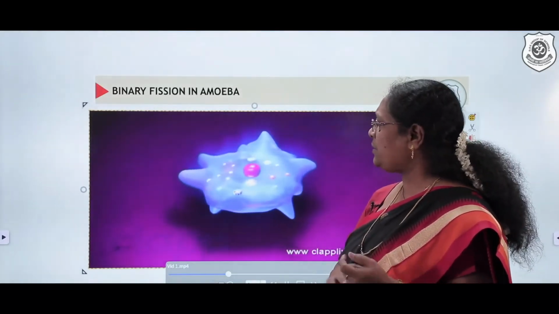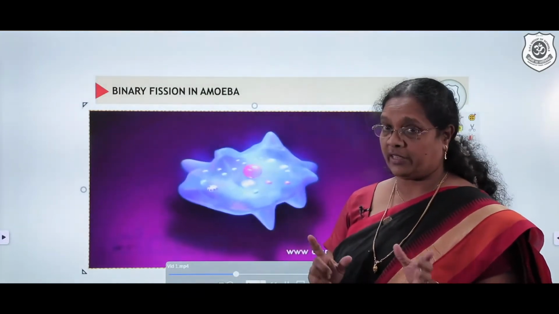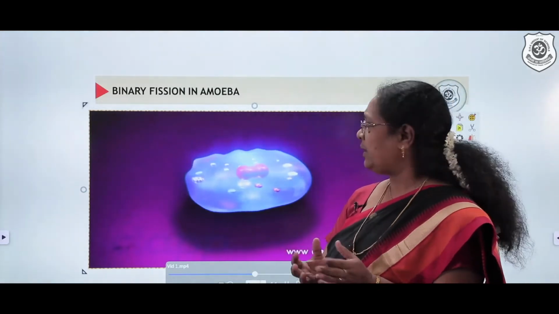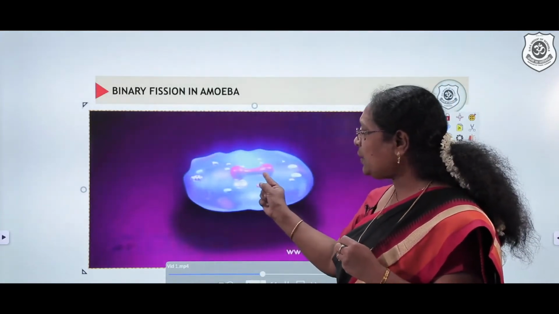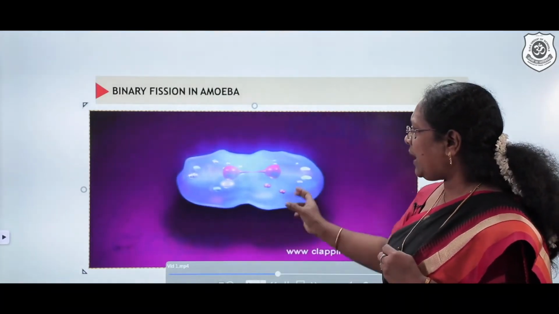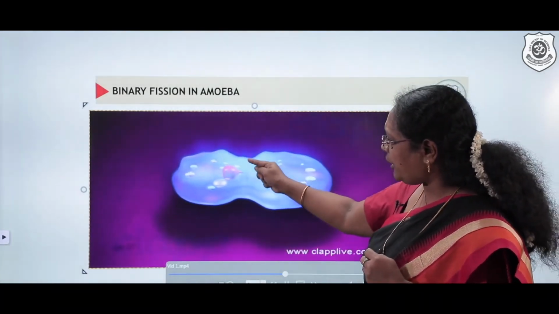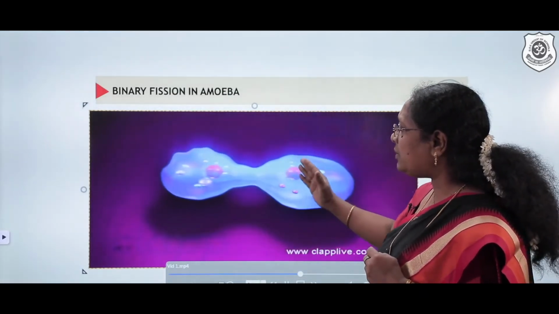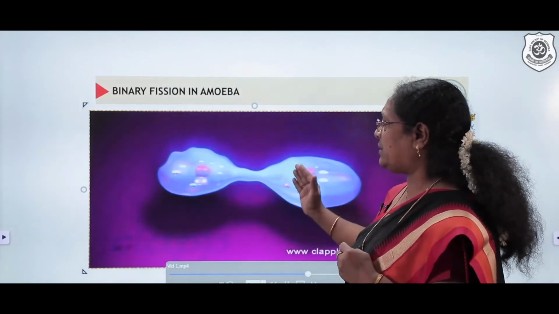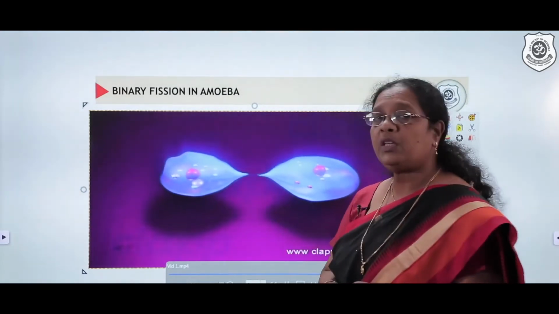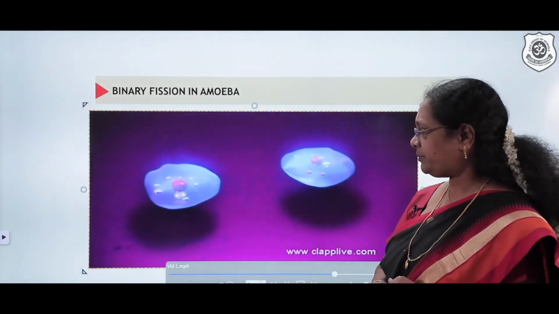What happens first? The very first step is that the amoeba, which is irregular in shape with a lot of pseudopodia, combines them and forms a spherical shape. Slowly you observe the nucleus dividing. We call that karyokinesis. Then you observe the cell membrane showing a constriction and trying to divide the 2 cells. This division of cytoplasm is what we call cytokinesis.